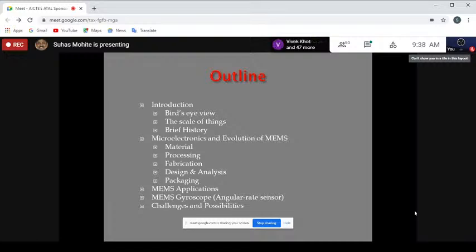The outline is going to be like this: we will take a bird's eye view, and then we'll see how the scale of things changes from meso to micro to nano. Then we will take a quick look at the history behind these developments, which dates back 70 or 80 years.